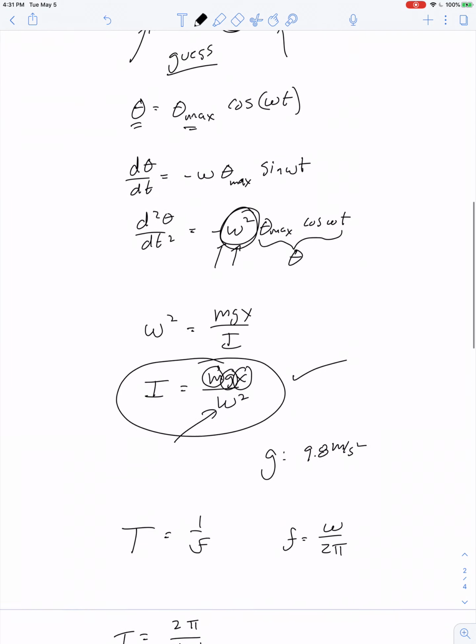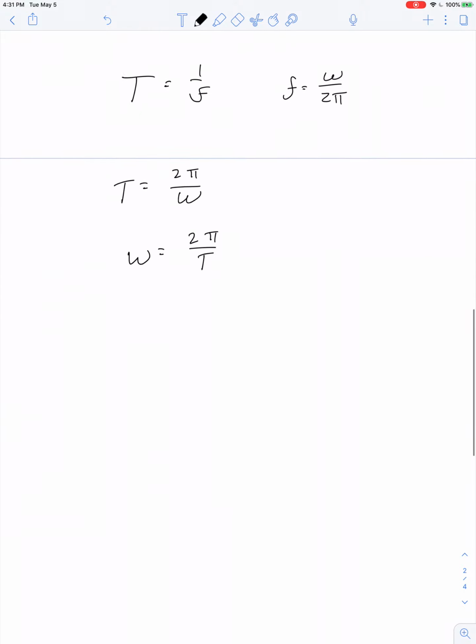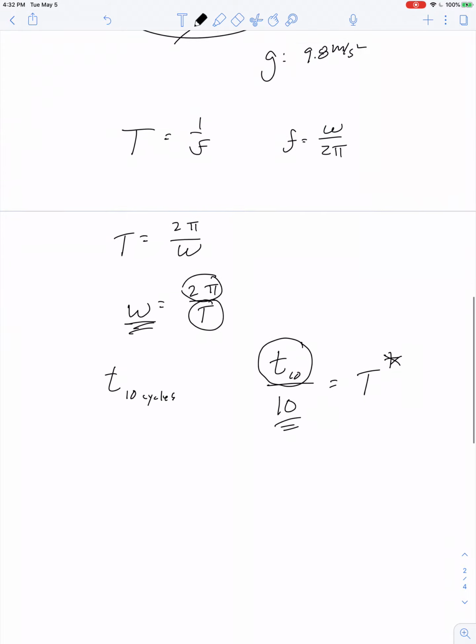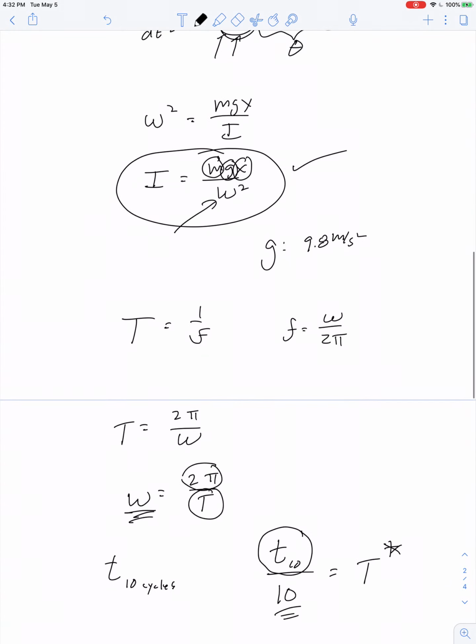So to eliminate any of those random errors in timing, a good idea would be to time the swinging of the rod for 10 cycles, and then divide the time for 10 cycles by 10, which will give you the period. So that would be perhaps the best experimental approach. Measure the time it takes for 10 swings and divide it by 10. By doing so, you'll have a value of the period. If you take 2 pi divided by that experimental value for the period, then you have a value for omega. And once you have a value for omega, you can plug it in to this formula and determine the value.